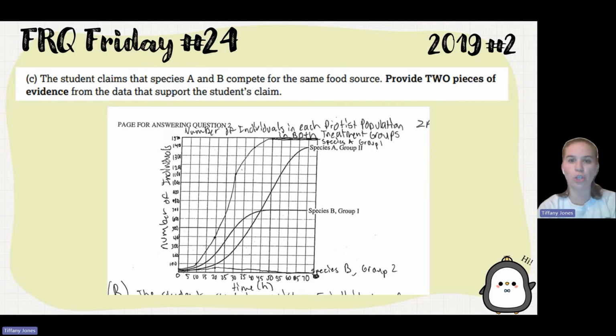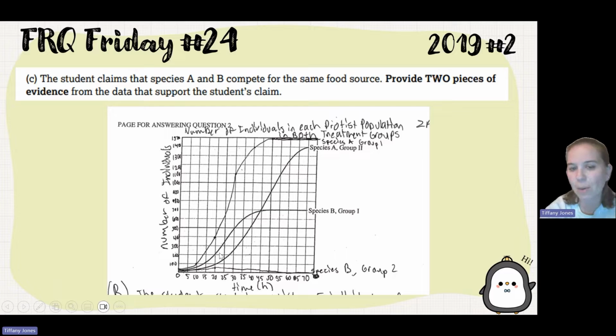So you want to make sure that you spell this out for the reader: the first piece of evidence, the second piece of evidence, to ensure that your reader is looking at what you're considering as your first and second piece. So if I look at this graph, I can see that if I look at species group A, group 1 and group 2, group 1 has a higher population density than group 2, since group 2 was being grown with another species, they were competing, so they had less of that growth of that population.